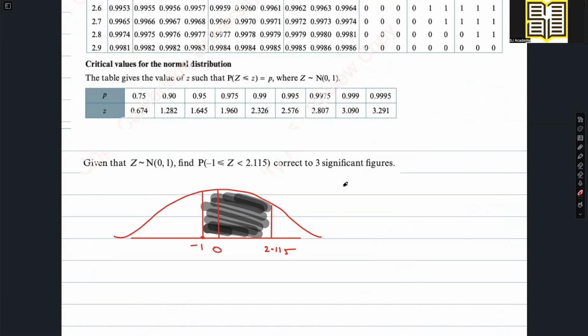So this area, which is to the left of -1, must be less than 0.5. So from the table, we got 0.8413. And as we know that this area towards the left of -1 should have an area less than 0.5, we can say that this area will be 1 minus 0.8413. So once we have this area, now we can find the area to the left of 2.115.